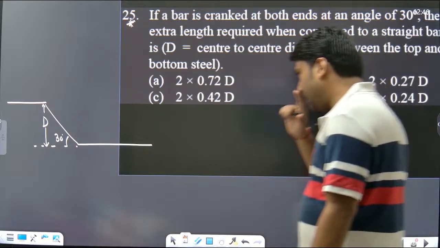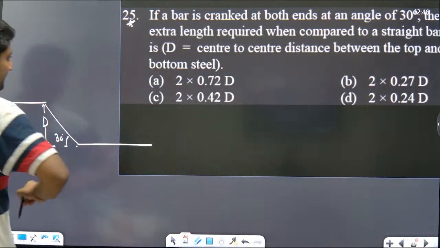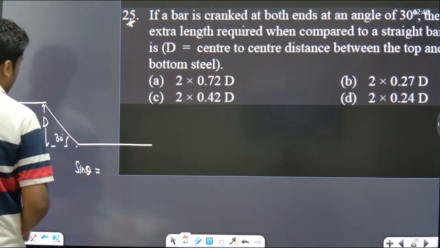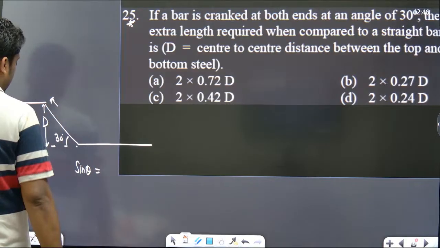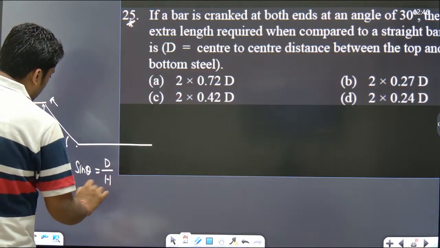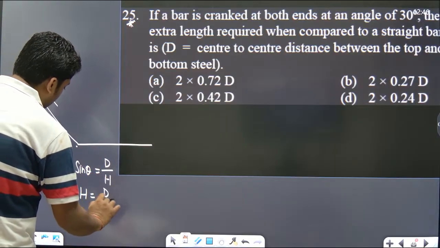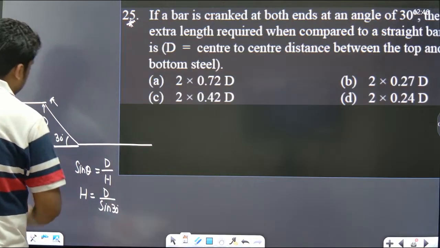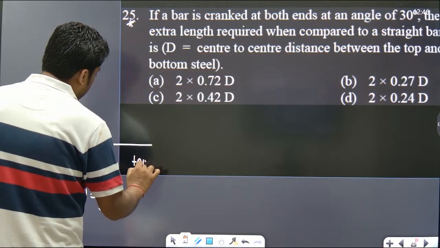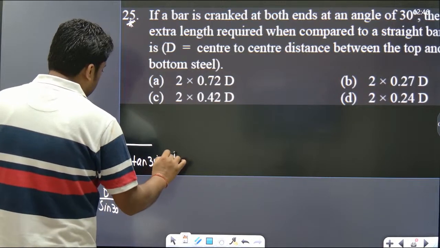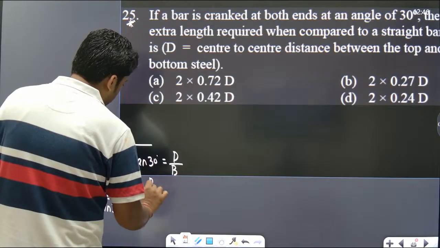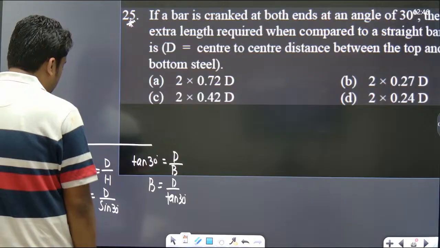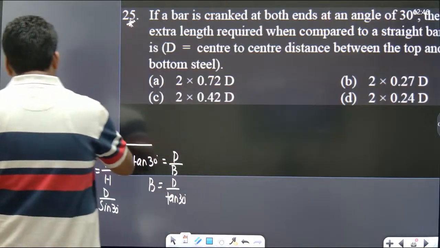So you can see very carefully. This is 30 degrees. Sine 30 degrees is D upon the hypotenuse, so the hypotenuse is D upon sine 30 degrees. And the base: tan 30 degrees equals perpendicular by base, D by B, so the base will be D by tan 30 degrees. Just remember these two values. So the hypotenuse is 2D.